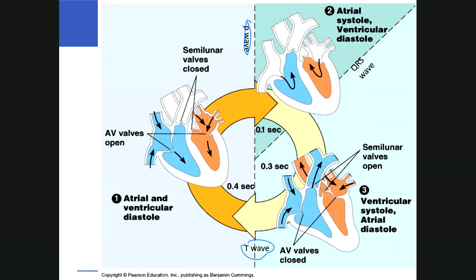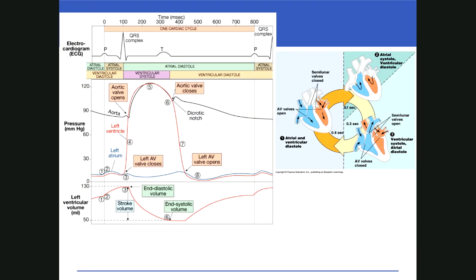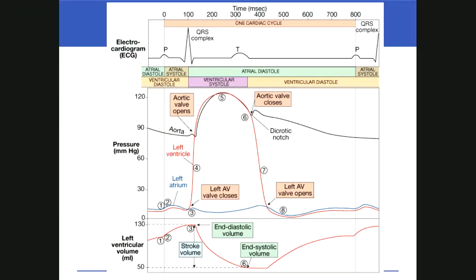So look, this is this quiet period. This is the period when everything is relaxed. This is the period when the heart is filling. And it's actually the longest part of the cycle. And so when I looked at this, that's where I started, the end of the T wave, this quiet period. And what's happening here is the heart is filling up. And then here it tells you what the valves are. And then here, next thing is going to be the P wave.